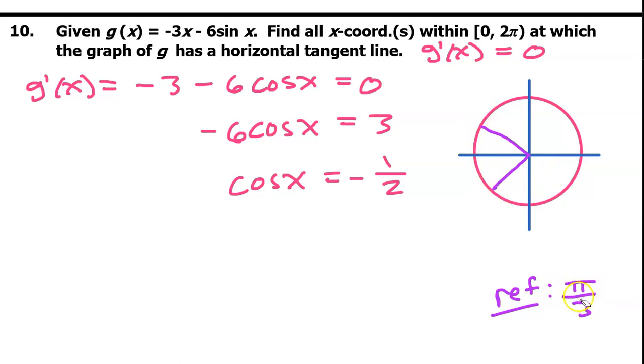Remember that the reference angle is pi over 3. But in the second quadrant, this is 2 pi over 3. And in the third quadrant, this is 4 pi over 3. So these are the 2 solutions to this equation. And that's what they were actually asking us to find, the x values where the slope is equal to 0. So x equals 2 pi over 3 and 4 pi over 3.